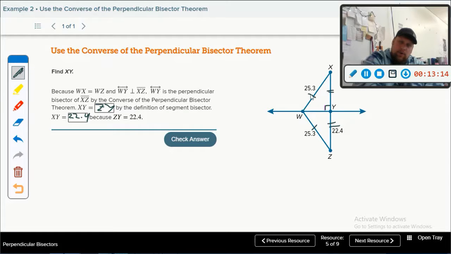Since we know this distance from WX is the same as WZ, we're told by the converse of the perpendicular bisector theorem that this point W must lie on the perpendicular bisector of XZ because it's equidistant from both X and Z. Therefore, because it's a perpendicular bisector, by definition of a bisector, it bisects XZ in half, which tells us that ZY and XY are the same. So then we can label this as 22.4 because we know they're the same distance.